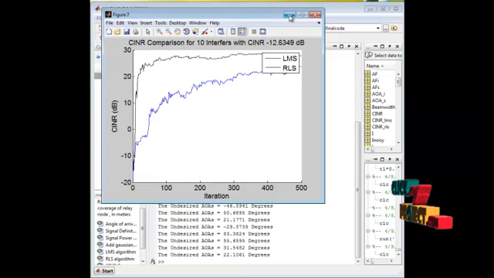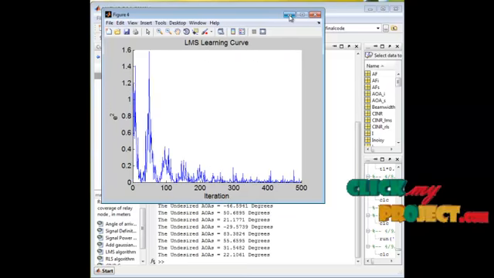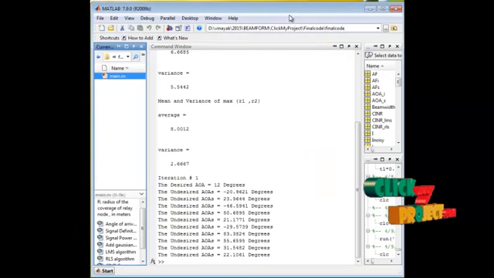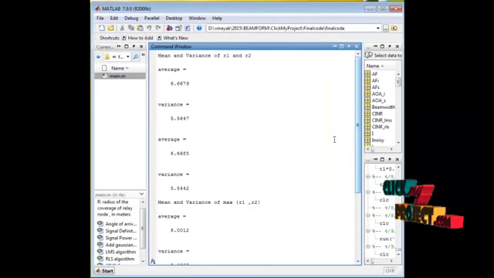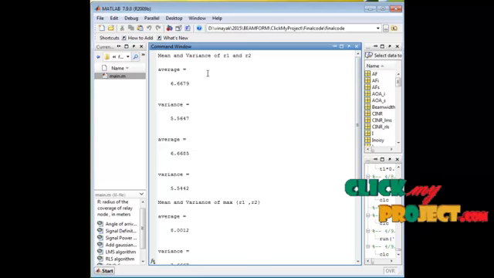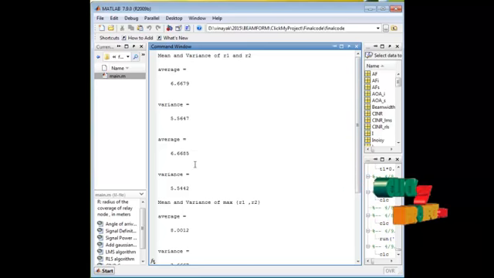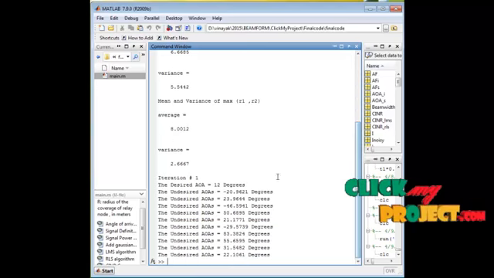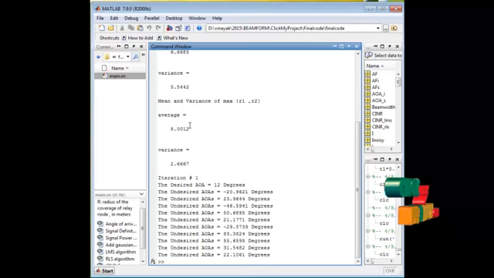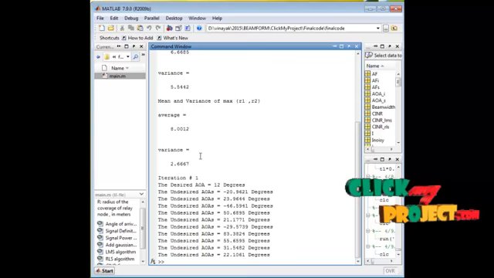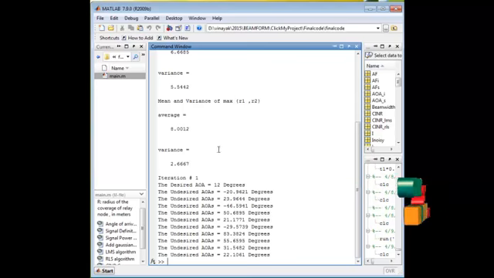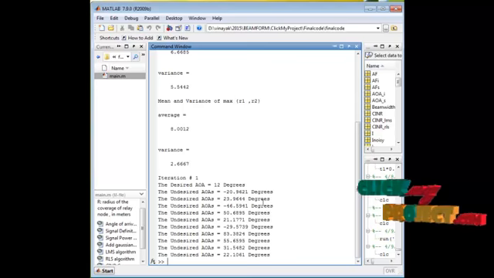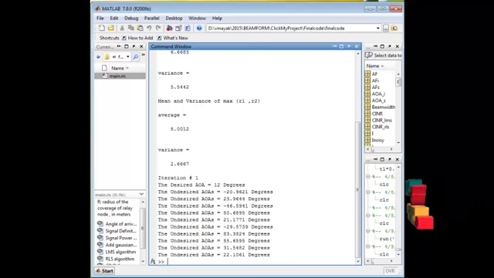These are all the outputs shown using the M file. The readings of mean and variance for the least mean square algorithm are displayed here, and the mean and variance of the recursive least square algorithm are displayed here. Here we are also estimating the angle of arrival of the beam. So the undesired angles of arrival are displayed in this command window. Now I explain each of the figures.